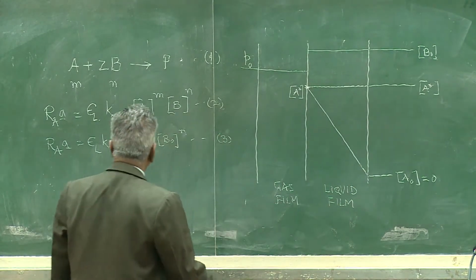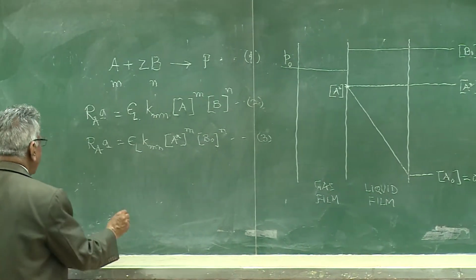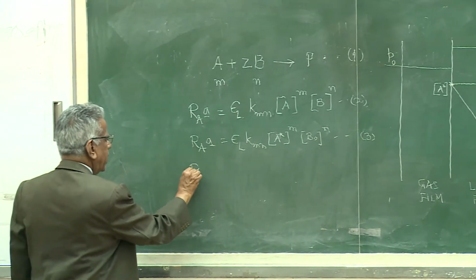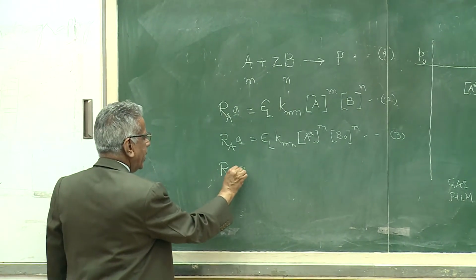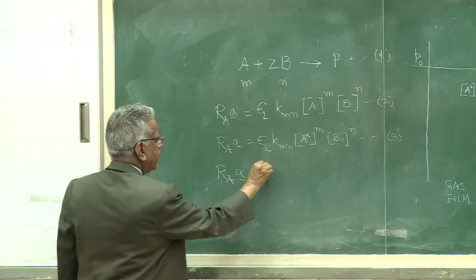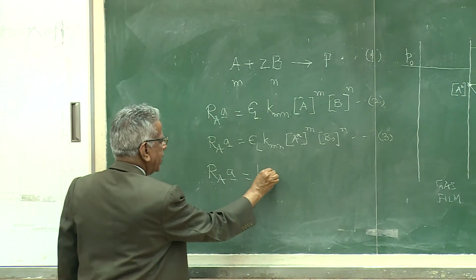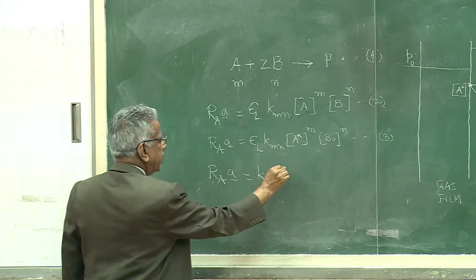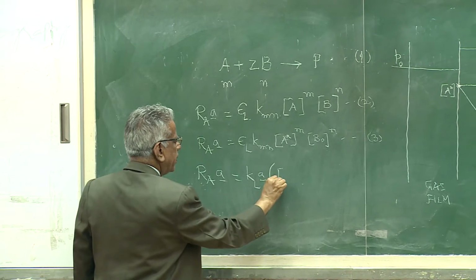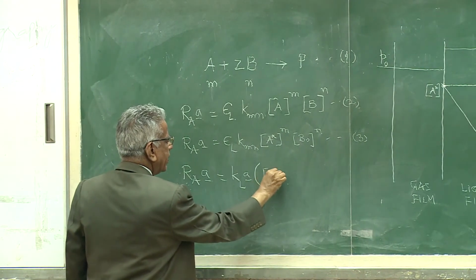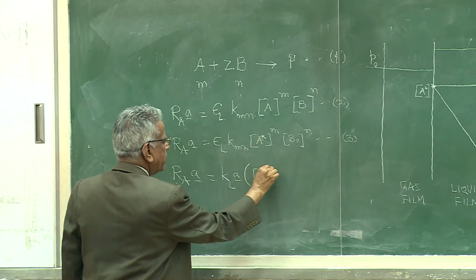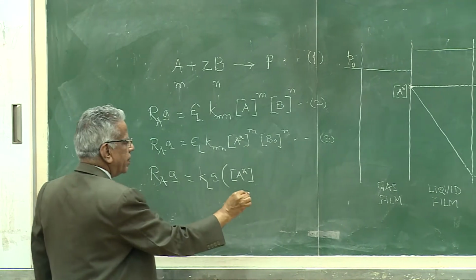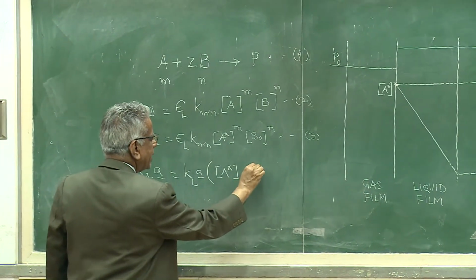Under these conditions it is completely mass transfer controlled, and we write R_A is equal to K_L a into A star. If it is mass transfer, A star minus A 0.